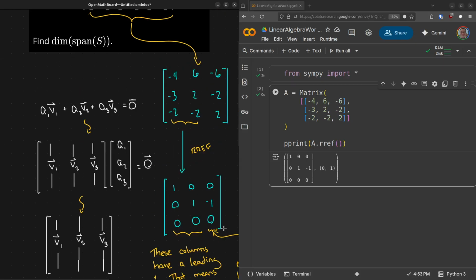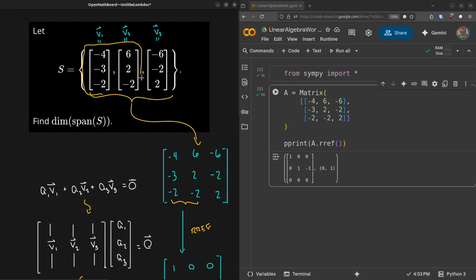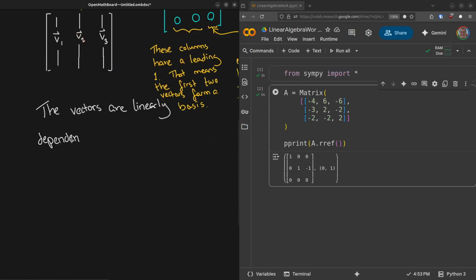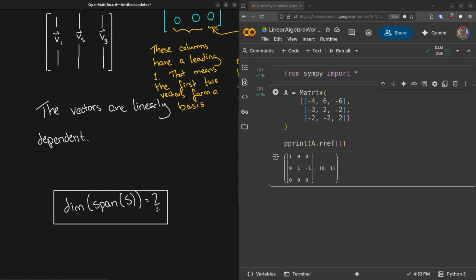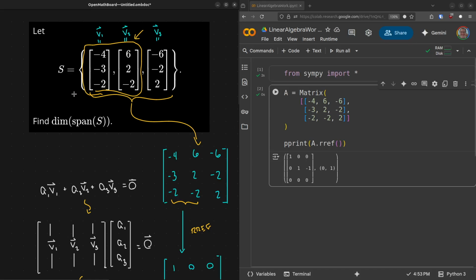Okay? And so my two basis vectors for this space, these two vectors form a basis. The dimension is just how many vectors are in the basis. So the dimension is 2, right? So the dimension of the span of S is 2. And because, by the way, the dimension is 2, we know what kind of geometry this span is going to give us. A vector space with dimension 2 is a plane, right? That's a two-dimensional surface. So span of S is a plane.